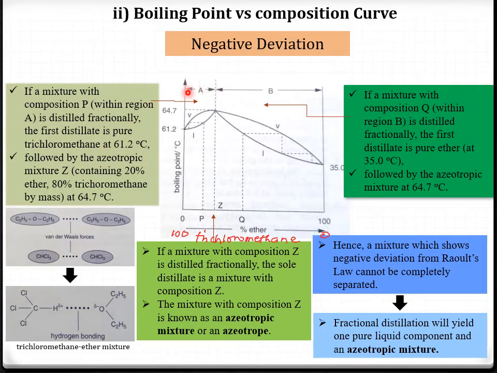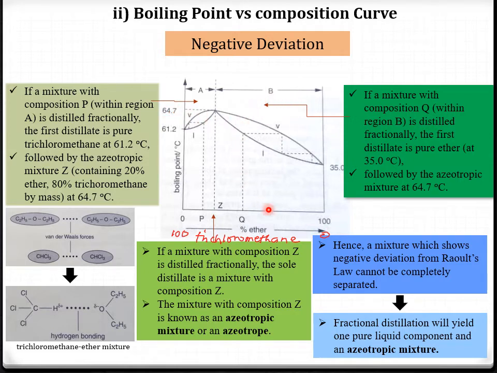We consider first region A. If a mixture with composition P is distilled fractionally, the first distillate is pure trichloromethane, which is at 61.2 degrees Celsius, followed by azeotropic mixture Z containing 20% ether and 80% trichloromethane at 64.7 degrees Celsius.